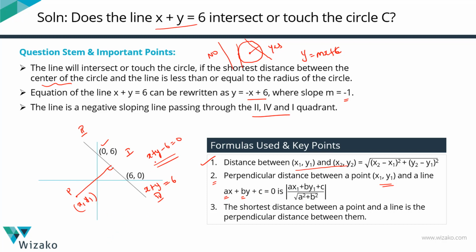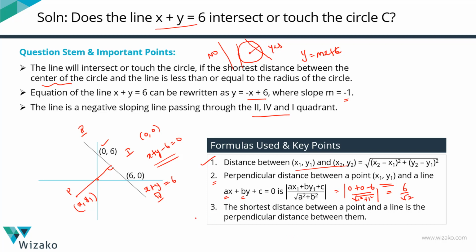For instance, let's take this equation x plus y minus 6 equals 0, and I want to find the perpendicular distance between the origin 0, 0 and this line. How do I go about it? Basically plug it in here: ax1. So 1 into x1 is 0, so this becomes 0. 0 plus 0 minus 6 divided by the square root of a square plus b square, where a is equal to 1, b is equal to 1. So 1 square plus 1 square. So the perpendicular distance between the origin and this line is equal to the modulus of minus 6, which is 6 upon root 2.